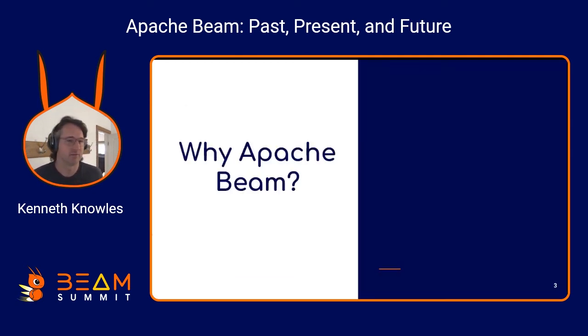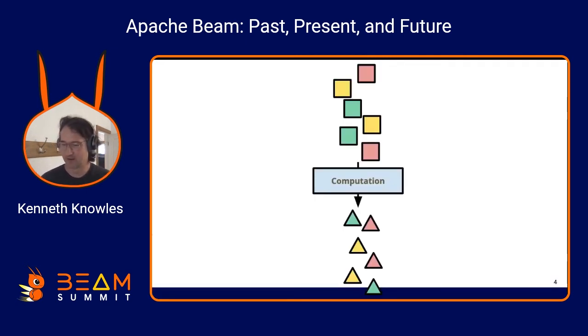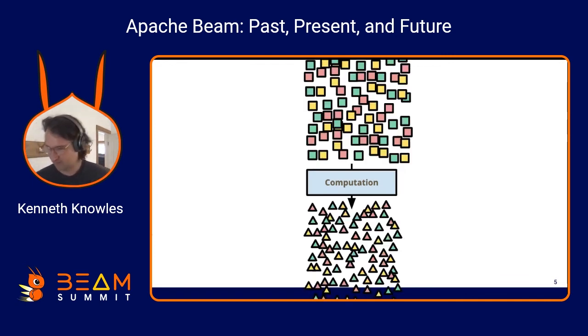So why should you use Apache Beam? Why are people building Apache Beam? It starts with some data. You probably got some data. That's these squares coming in. Let's call it a stream. You've got a stream of data. You're going to do a computation on the data. You're going to get triangles out. That's pretty generic. But you have a lot of it. That's big data. This is a big data system.